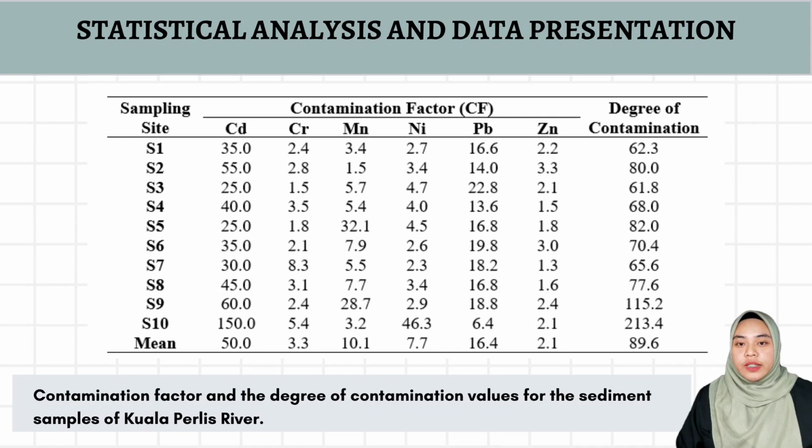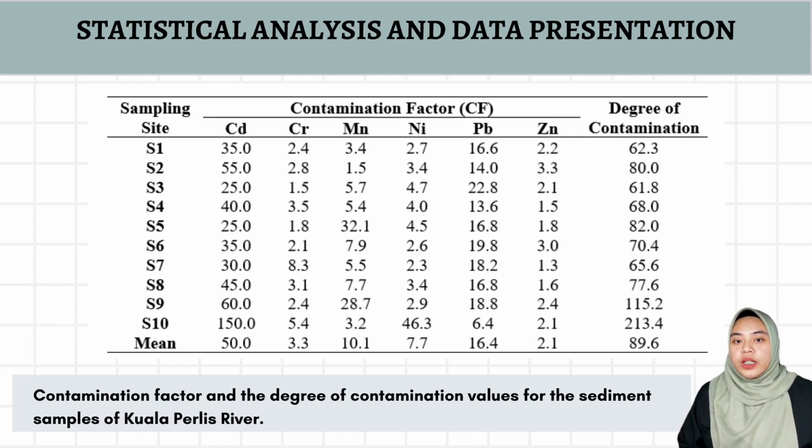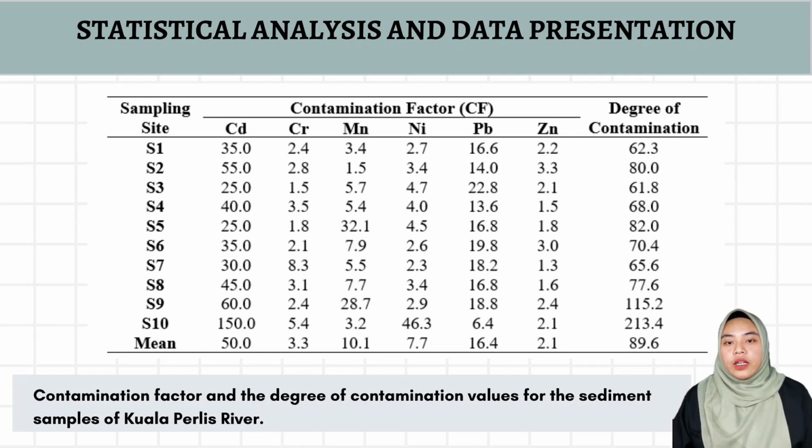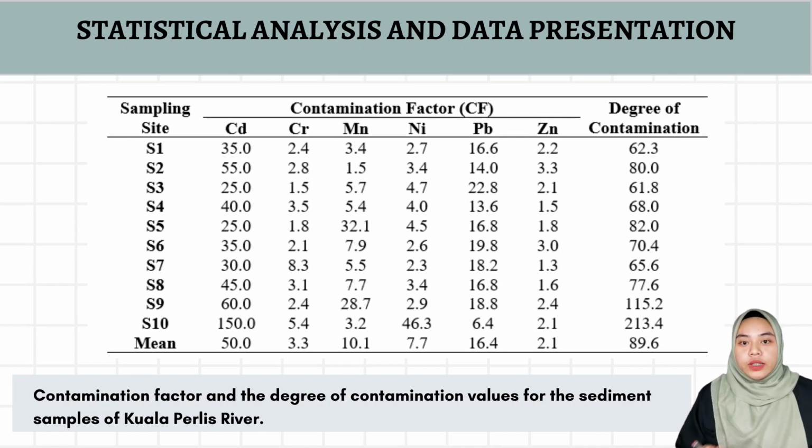For contamination factor, also known as CF, according to the range of heavy metal CF value, zinc has the lowest CF value, which was measured at Station 7, while cadmium has the greatest CF value at Station 10. The degree of contamination is determined by adding the CF value for all the metals at each sampling station. According to the result, sampling Station 10 has the highest value of CF, which is 213.4, while sampling Station 3 has the lowest value of CF, which is 61.8.